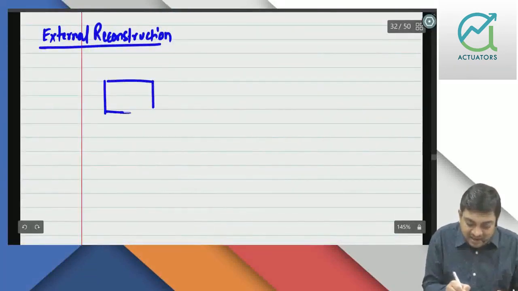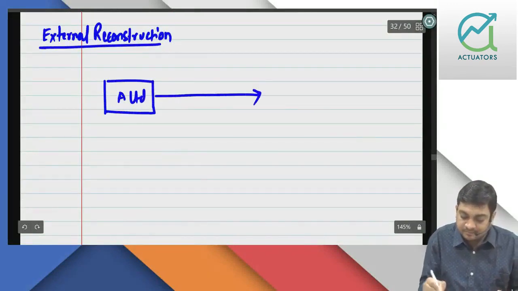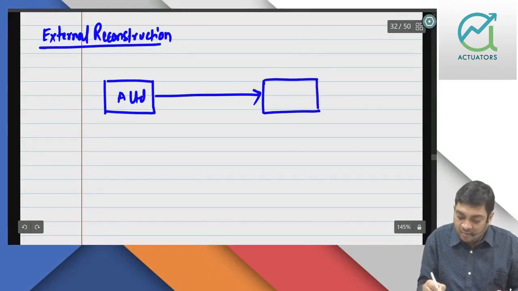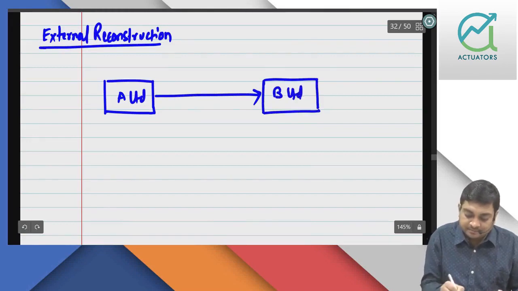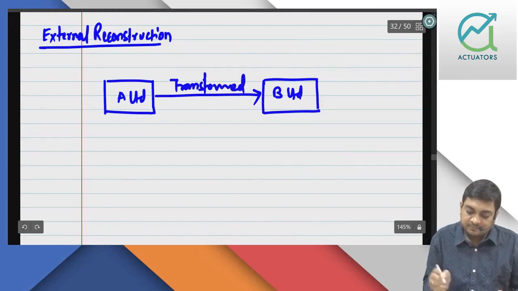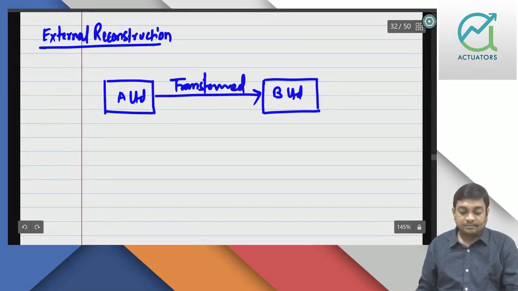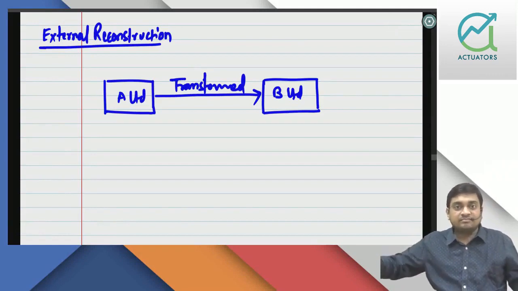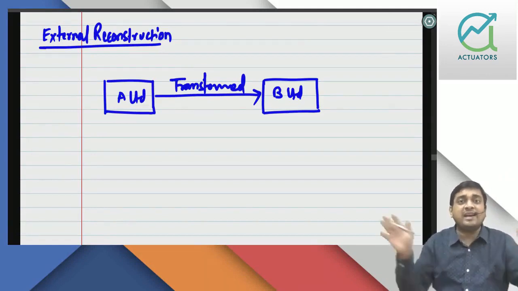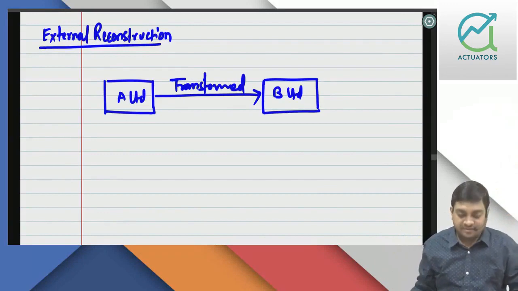Suppose there is a company A Limited. It got transformed into B Limited. That's it. Nothing else. Simply I have changed my name. That is external reconstruction.